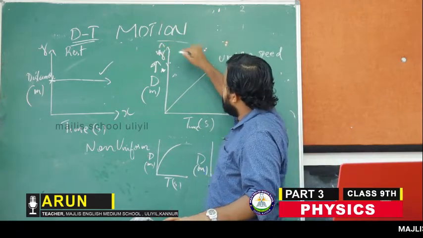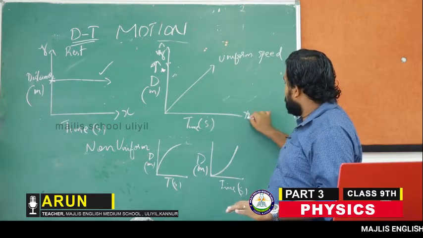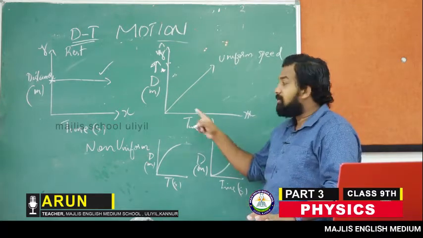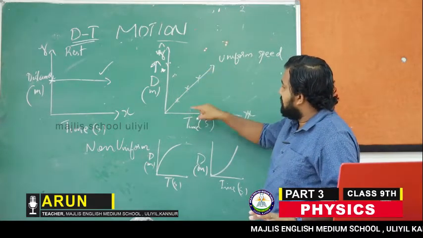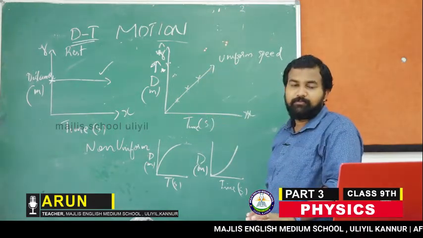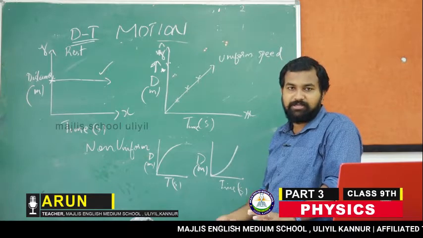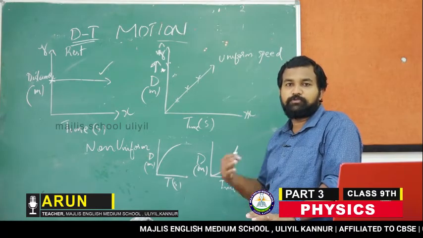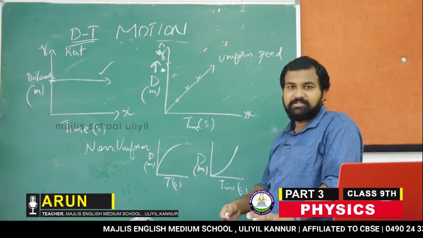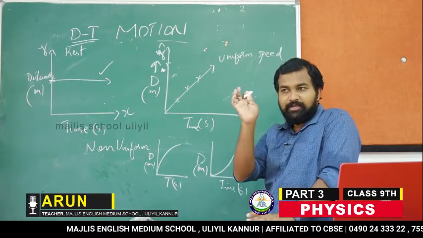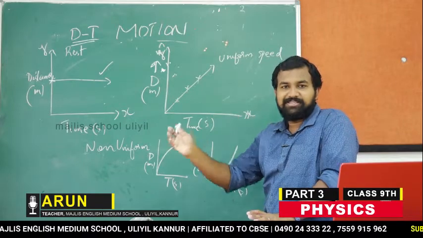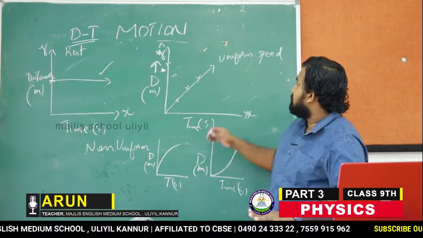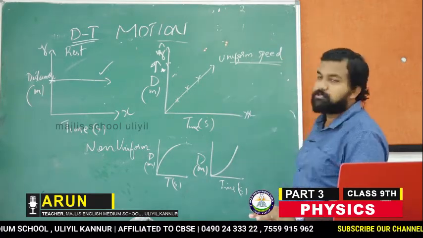I have told you, we have discussed it before. Uniform motion means the body will be moving equal distance in equal intervals of time. For the first 5 seconds it will move 10 meters, next 5 seconds it will reach 20 meters, next 5 seconds it will reach 30 meters. So, in each time interval the body will be moving 10 meters each. That is uniform speed.